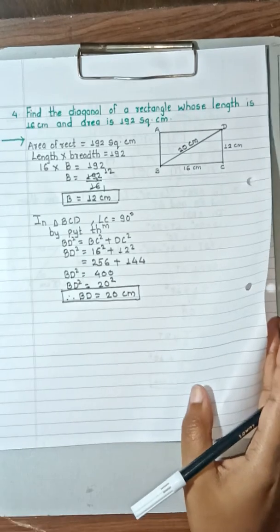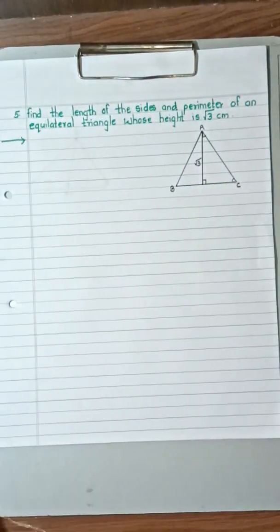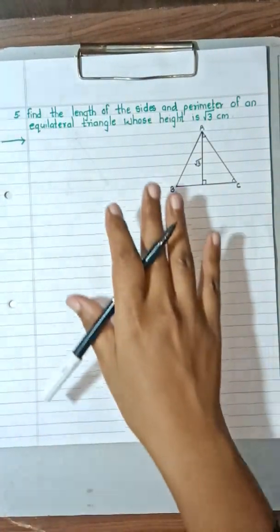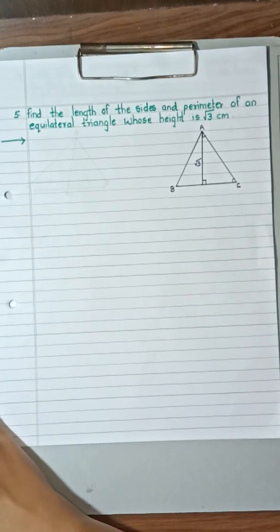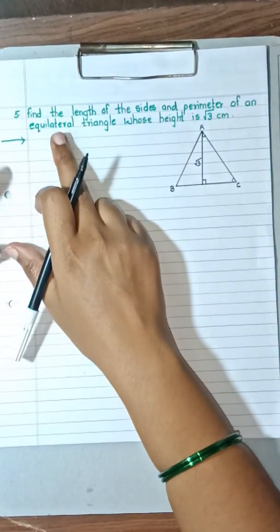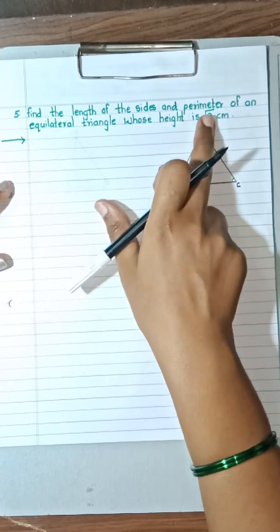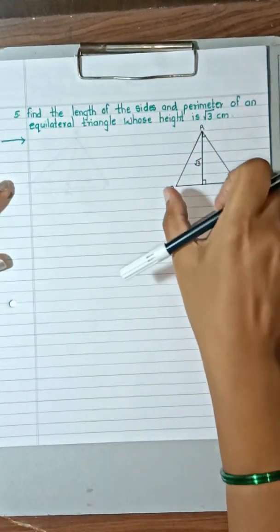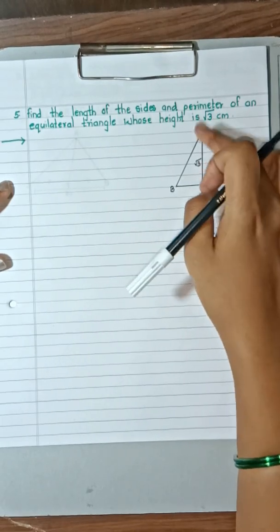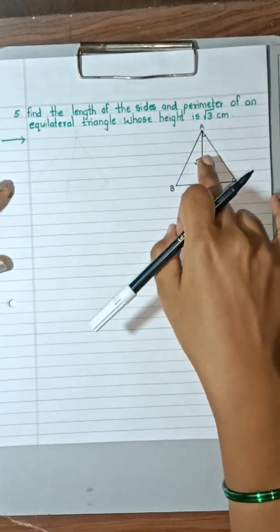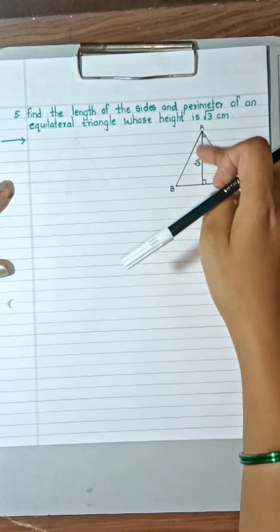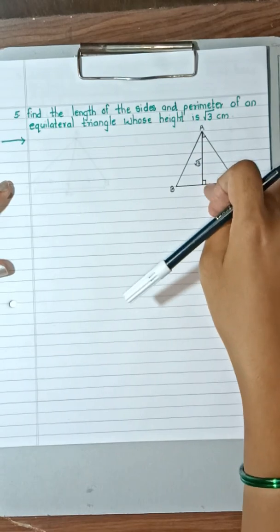Okay children, now let us move on towards question number 5. Now in question number 5, find the length of the sides and the perimeter of an equilateral triangle whose height is √3. So they have given an equilateral triangle. We have to find its sides as well as the perimeter of the equilateral triangle. For that they have only given the height. Okay, they have given the height, that is √3.